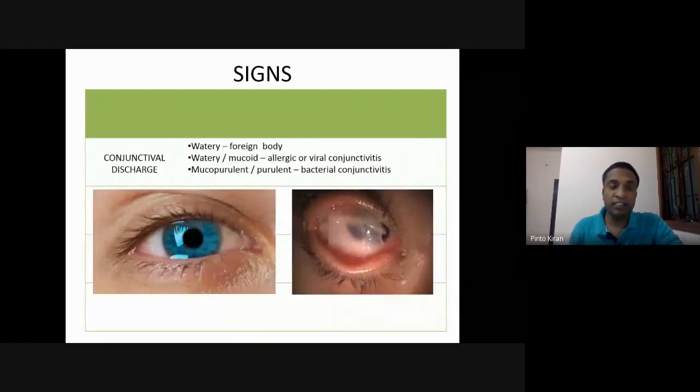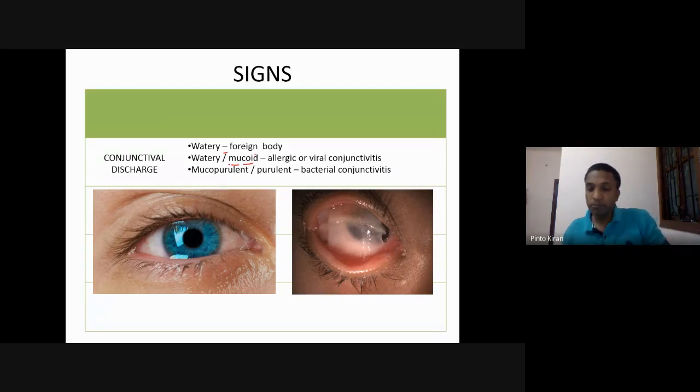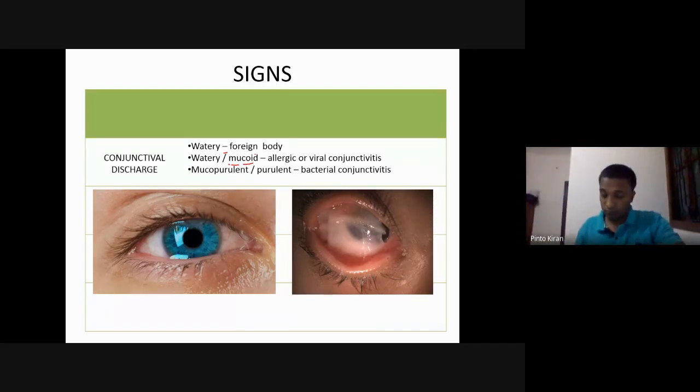Then we have conjunctival discharge. Conjunctival discharge depends on the consistency of the fluid. It can be watery in nature, especially in the case of foreign bodies. Slightly thicker than watery is mucoid in nature, which is seen in allergic or viral conjunctivitis. Or it can be pus formation, that is mucopurulent or purulent, which is very commonly seen in bacterial conjunctivitis.